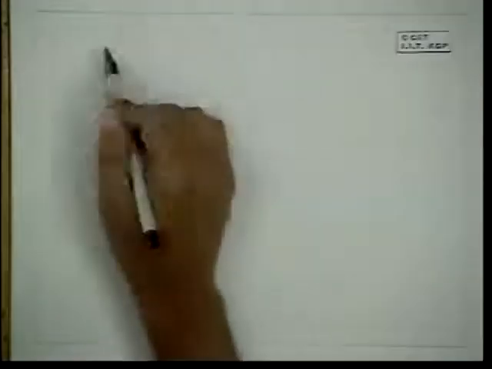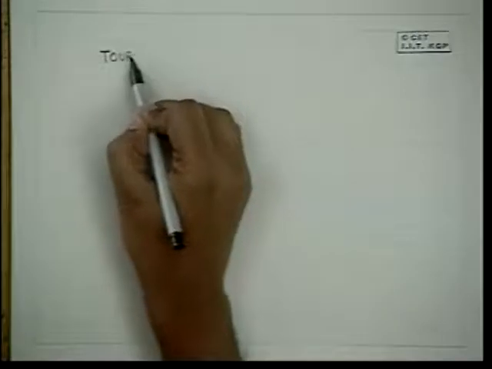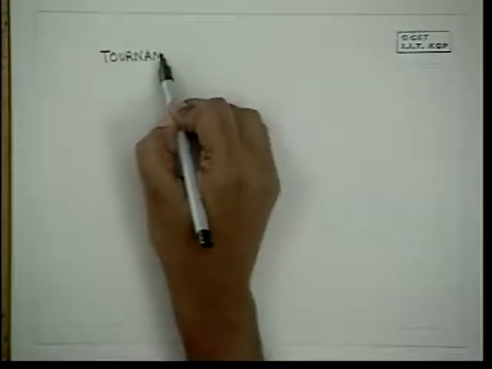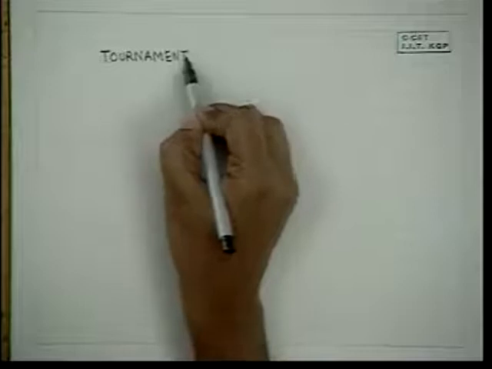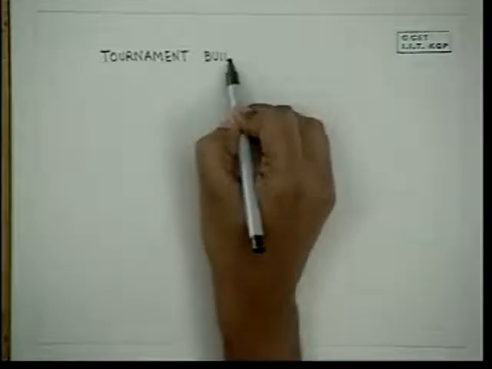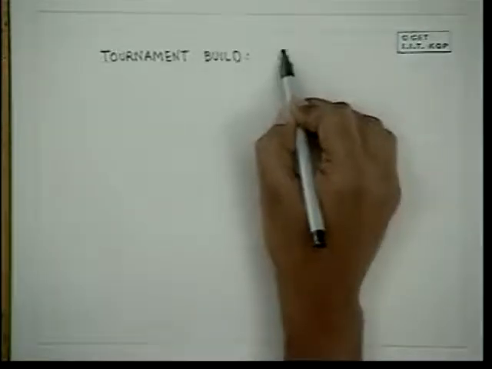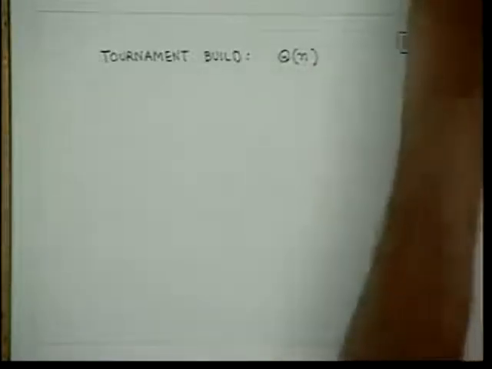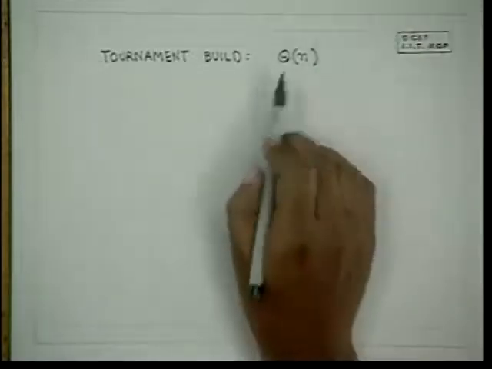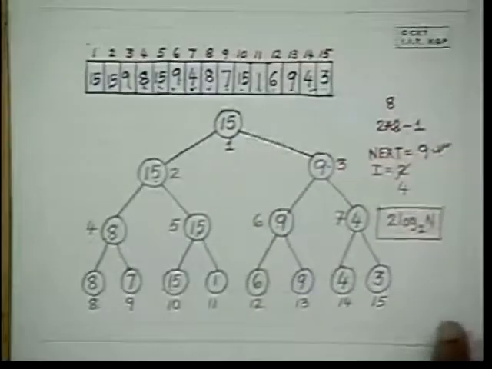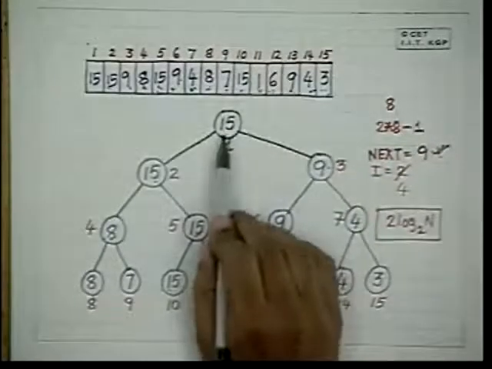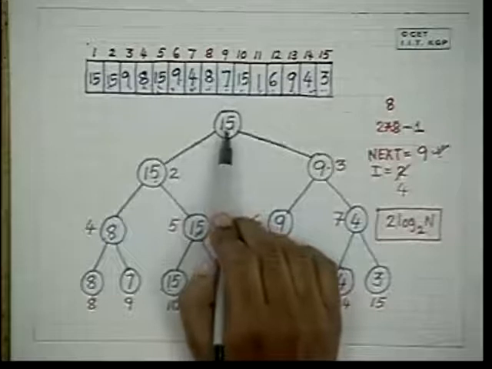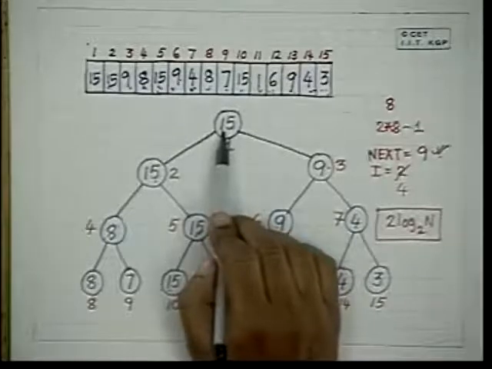Tournament build. If you do not understand, please stop me. Tournament build is order n. Finding the maximum element is constant time after the tournament build.